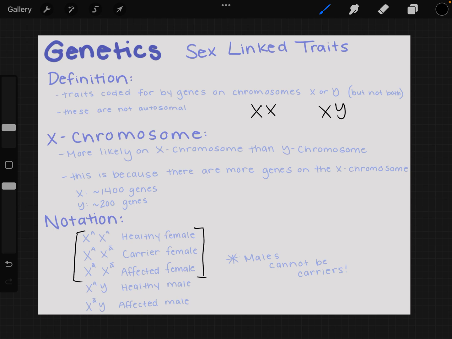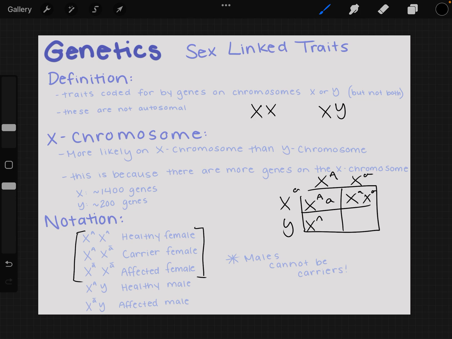We'll talk about examples of some sex-linked traits in just a little bit, but this is the basics. You can do your same Punnett square situation that we've been talking about this whole time, where you have a carrier female, for example, and an affected male, and you want to know the chance of having an affected female. We can see right here what our phenotypic and genotypic ratios are. This is our affected female, this is our carrier female, this is our healthy male, and this is our affected male.